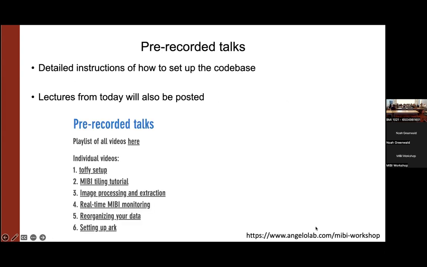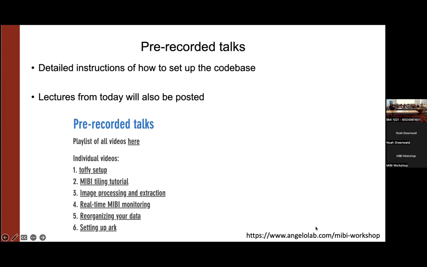As you mentioned, there are pre-recorded talks that go more into the details of how to actually run these algorithms. All of the stuff we talked about this morning in Toffee, there are guidelines and videos to walk you through how to set up Toffee. All the stuff we glossed over and said it just works, this explains how it works.